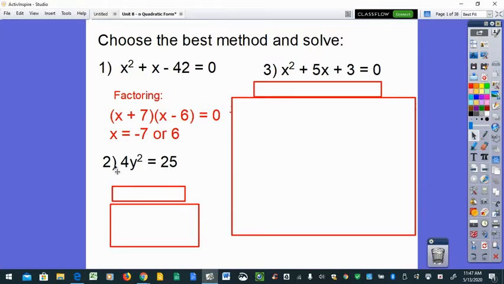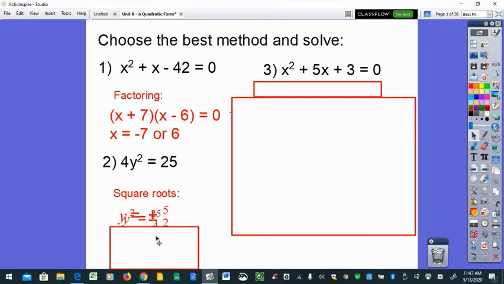Number 2 has no bx term, just a different variable here. So how about square root? I'm going to divide both sides by 4, and I just happen to notice that 25 and 4 are perfect squares, so I just left those the way they are. So there's the 25 over 4, and I take the square root of both sides. Square root of 25 is 5, the square root of 4 is 4. Don't forget your plus or minus, because there are 2 roots, 2 answers, 2 x-intercepts. And if you put 2.5 here, that would absolutely be fine.